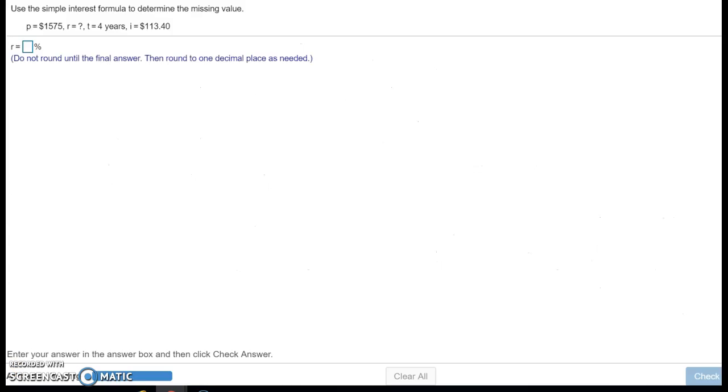Let's look at another example. This will help you on problem number 8 from your homework for 10.2. It says use a simple interest formula to determine the missing value. This time they've given us the principal of $1,575. The time is 4 years and the interest earned was $113.40. We are looking for the rate.